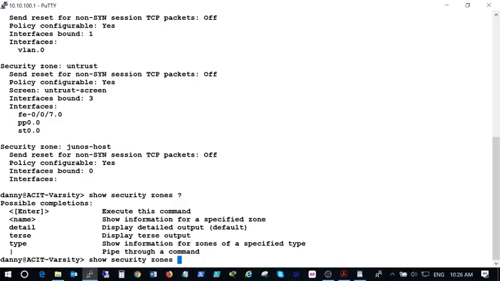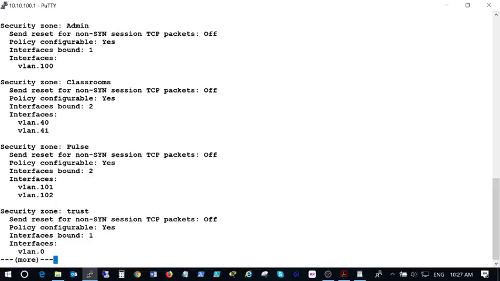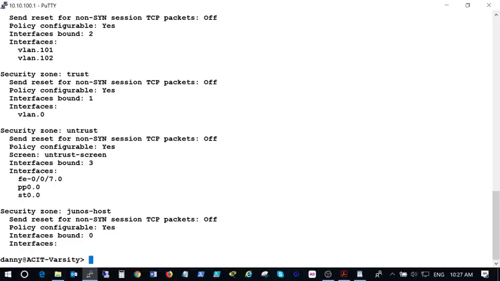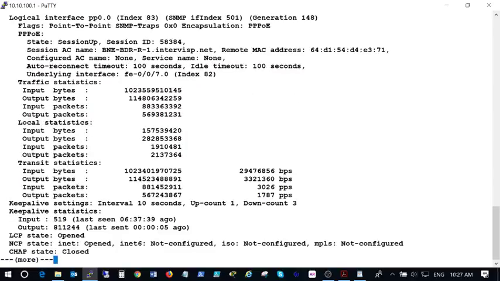Let's get some detailed information about our zones. Anything else we're going to see there? Nothing much else to show actually. Let's do a show interfaces, pp0.0 extensive, and we pull that up.